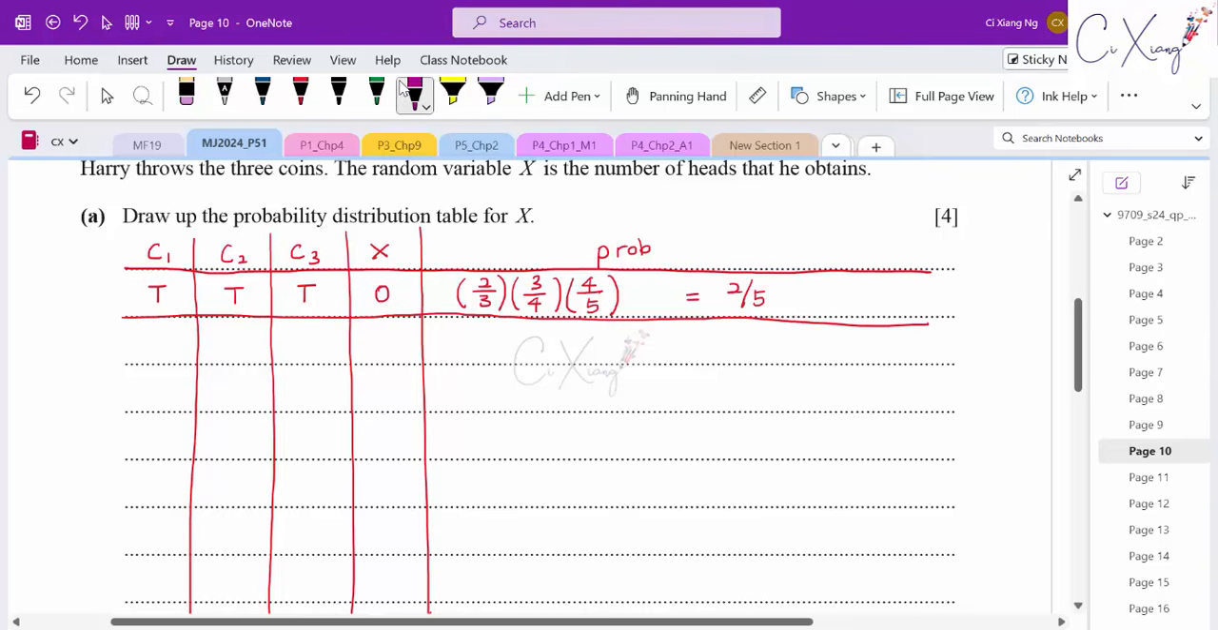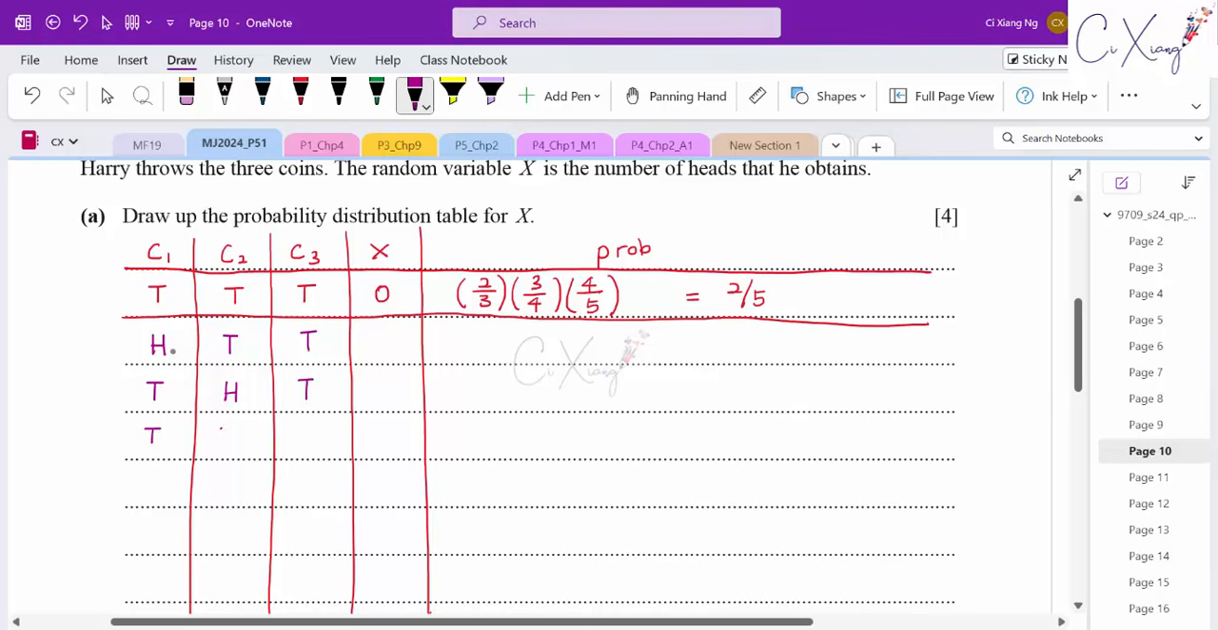For the second case, maybe for the first coin I got a head, and the second and third coins I get a tail. If you simplify it, your x should be 1 head, 2 tails, so the number of heads is equal to 1. I might have other cases where the first coin is tail, the second coin is head, followed by the third coin also tail. This will also give you the result where x equals 1.